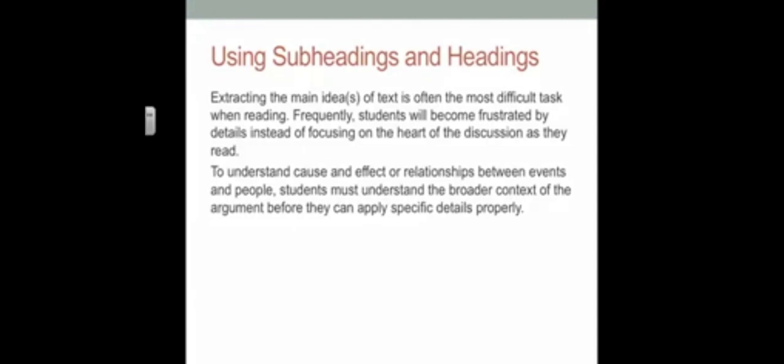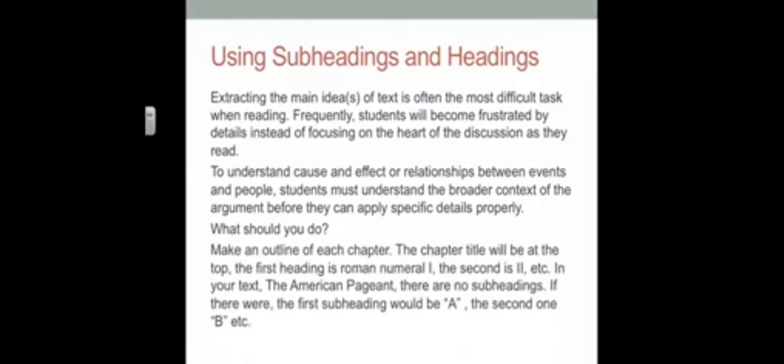Extracting the main idea of a text is often the most difficult task when reading. Frequently, students will become frustrated by details instead of focusing on the heart of the discussion as they read. To understand cause and effect, or relationships between events and people, students must understand the broader context of the argument before they can apply specific details properly. So what do you do? You need to make an outline of each chapter as you read.